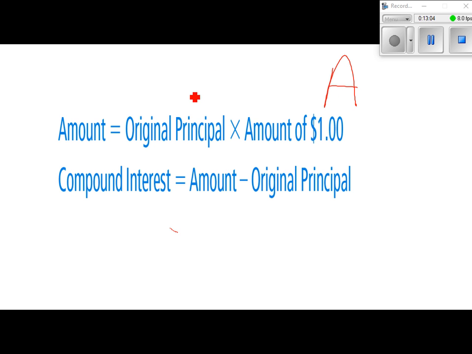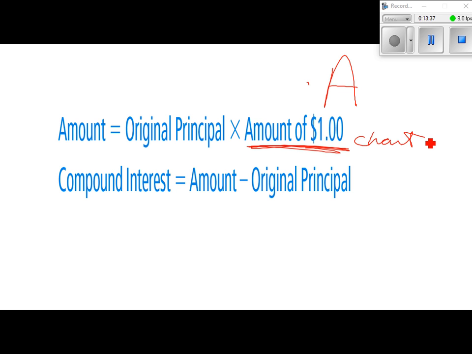These are formulas for CDs. Again, make sure you write down your letter there. And we're not going to do any math with this, so it's not that big a deal to really know these formulas. I'm just giving them to you for your general information. Amount equals original principal times amount of $1. This is from a chart that I would have normally sent you, but we're not going to do it right now.